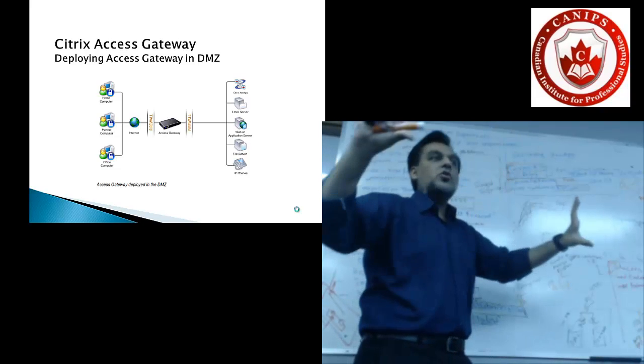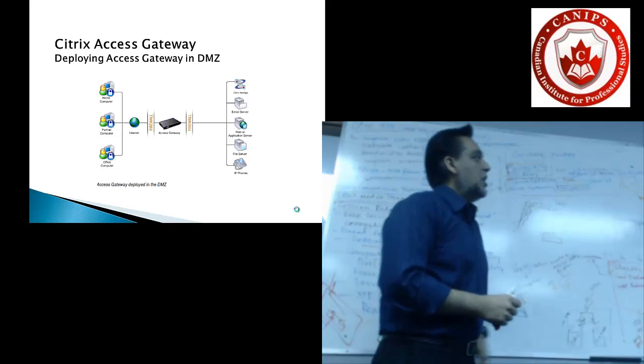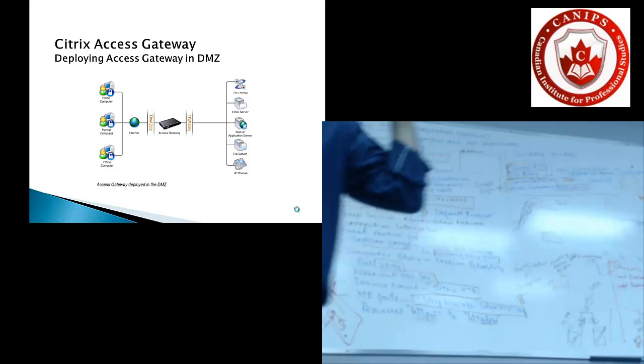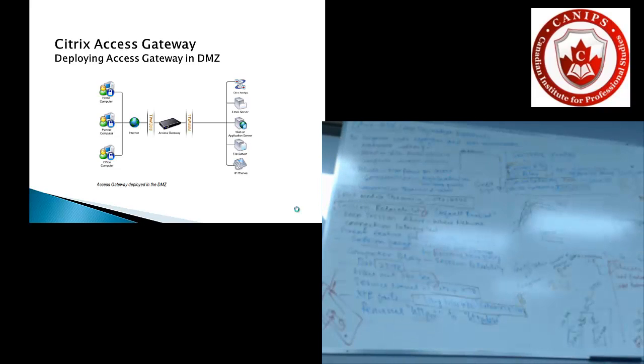It's a hardware security device. Guys, here you see how it works. This is Citrix Access Gateway, deploying Access Gateway. You have external clients. They connect to the Citrix access server, and then you are connected inside to the XenApp server.